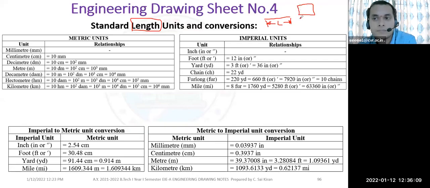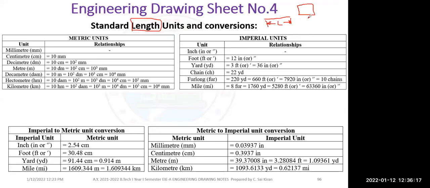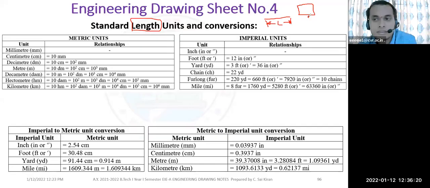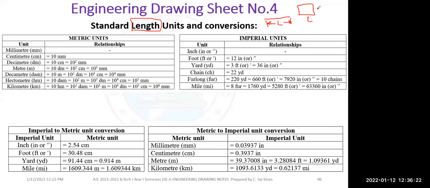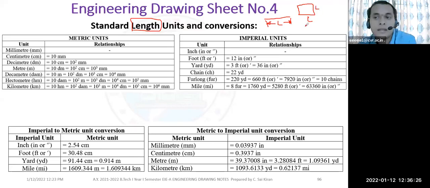If I want to calculate area, can anyone tell me what is the area of a square? Side square, S square. Suppose this is my L distance and this is my same distance. If I'm taking L, then L into L, the area will be L square. Suppose this is a rectangle, L into W. So what will be the area of a rectangle?